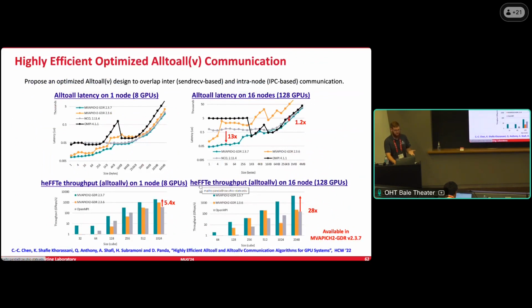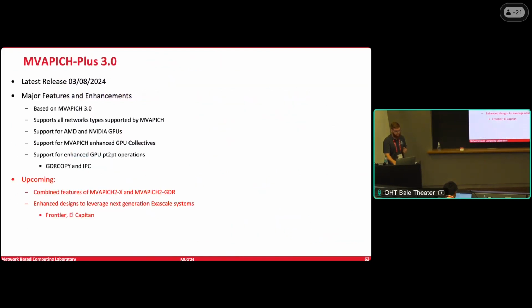We've also been able to optimize all-to-all performance by using IPC-based communications on GPUs, and that applies to both the micro benchmark and the application level, which you can see here with Hefty, and these designs are all available in MVAPICH 2 GDR. Our most recent version of MVAPICH Plus is also the 3.0 version, and like I said, we're working on bringing all of these MVAPICH 2 GDR designs into the MVAPICH Plus series.